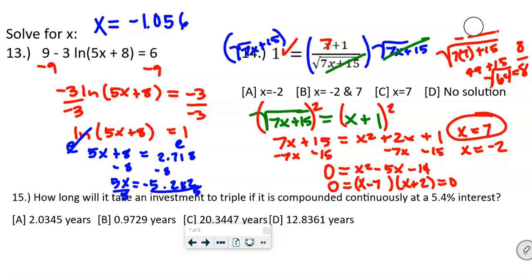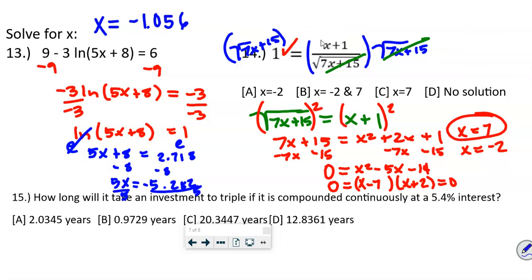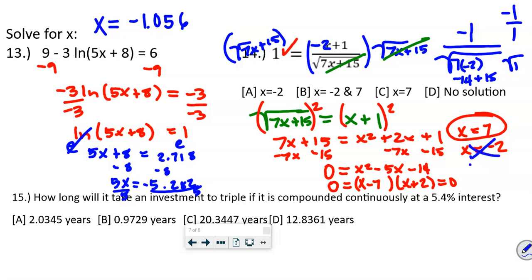So I'm going to do the same thing. I'm going to put the negative 2 up there. So when I do the negative 2 here, I get negative 2 plus 1 is negative 1, right? And down here, if I do 7 times negative 2, that's going to be minus 14, plus 15, that's going to be 1, right? So the square root of 1 is 1, yes? So negative 1 over 1 is definitely not 1, right? So that is an extraneous solution.